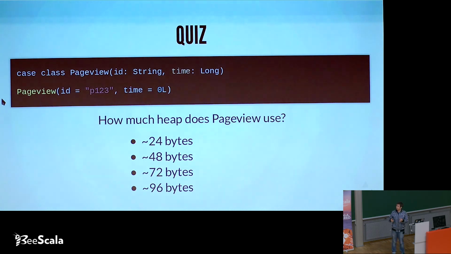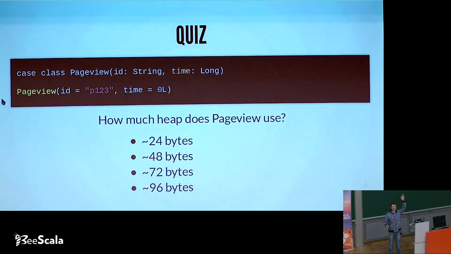But the string itself has an array of characters, and the array itself is also an object. We need to store a reference to this thing. We need to store the length and the bytes themselves, so maybe it's 72 bytes. Who's voting for finally 72?